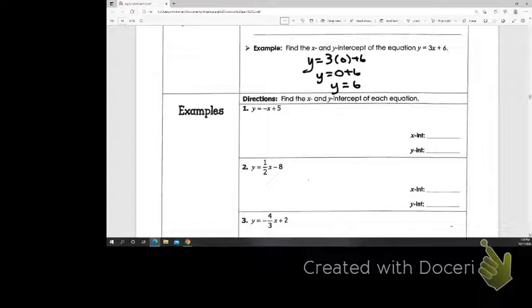If I want the x-intercept, it's a little more work. So that means the y would equal 0. So this is for the x-intercept over here. The y would equal 0. And then I solve the equation for x. So after you let the y equal 0, you have to solve the equation. So in this case, that would mean moving the 6 over and then dividing by 3. So the x would be -2.